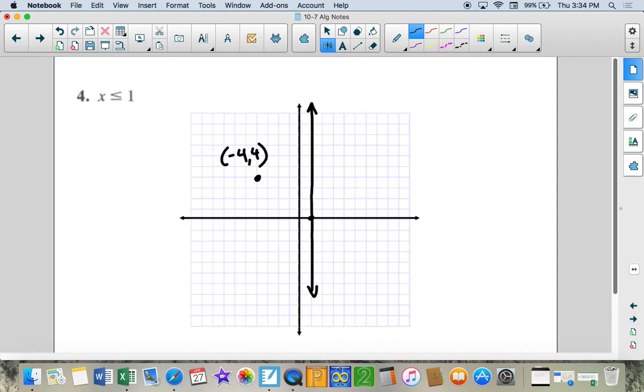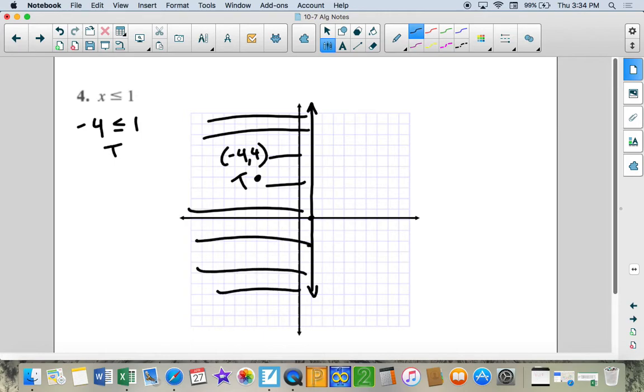What's my x value? Negative 4. Is negative 4 less than or equal to 1? That's a true value. So since I know that point is true, we know that this is the true side. So we're going to always shade the true side. So I'm going to draw those hairs.